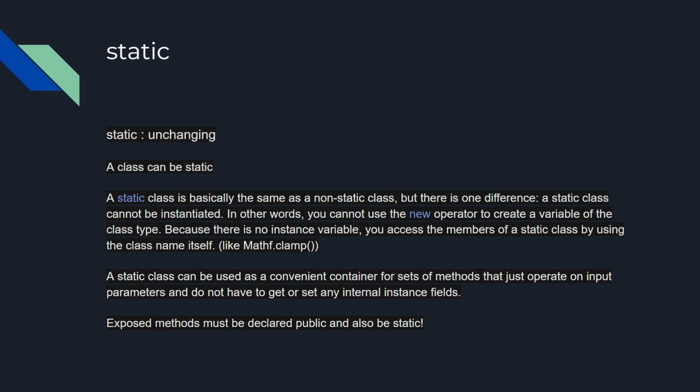Right? A static class can be used as a convenient container for sets of methods that just operate on input parameters and do not need to get or set any instance fields. So I guess I misspoke a second ago when I was talking about the state. Because static, if you have any state to it, it is static across the whole class. It has no instance values, right? Exposed methods, variables, properties, whatever they are, they all must be declared to be public and also static.